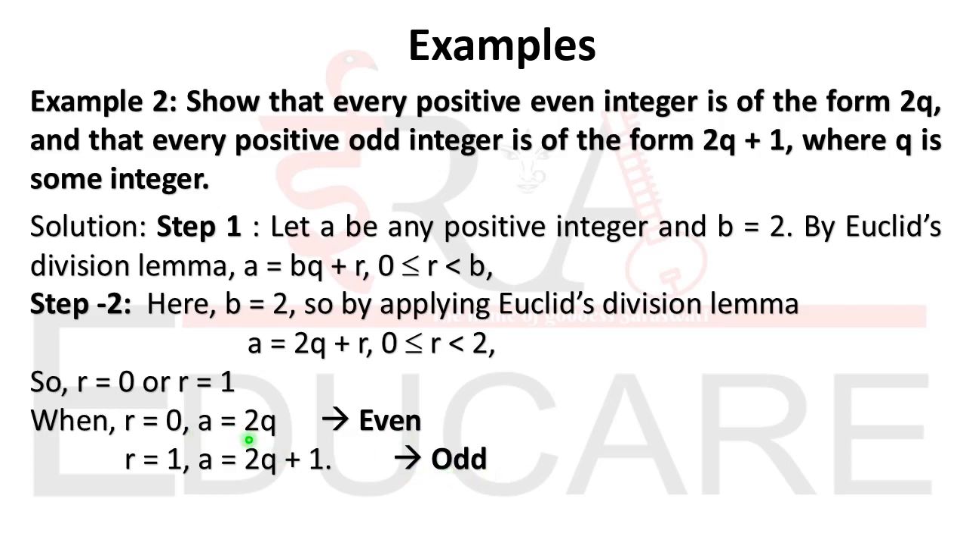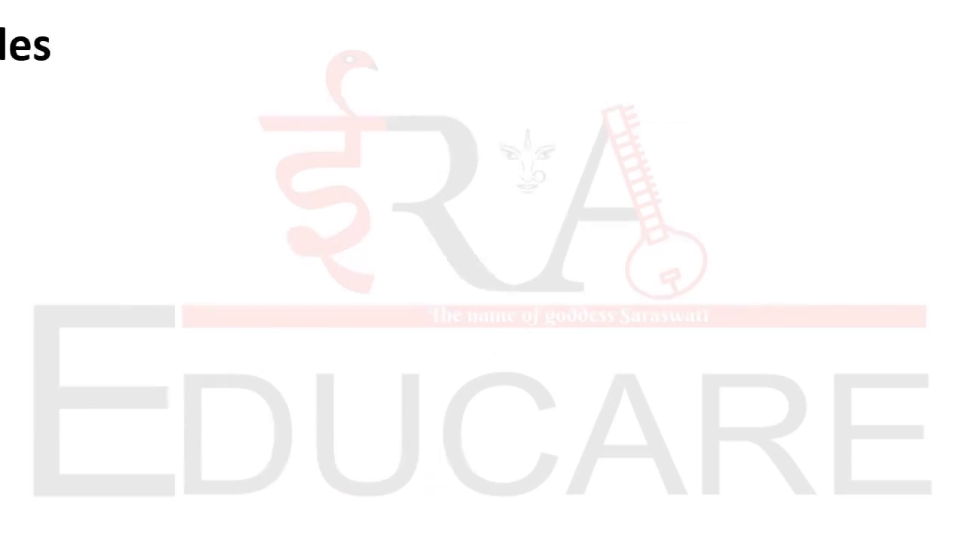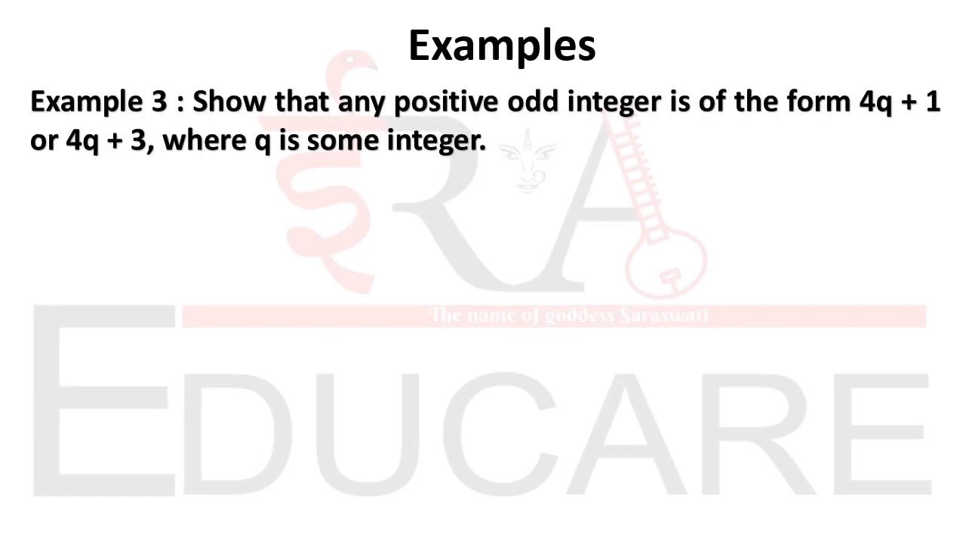So if you divide 2q by 2, you get remainder 0, so this is an even number, and if you add 1 to an even number you get an odd number, right? And if you divide 2q plus 1 by 2, then you always get a remainder 1. So that's why you can say that 2q is an even number and 2q plus 1 is an odd number, hence proved.